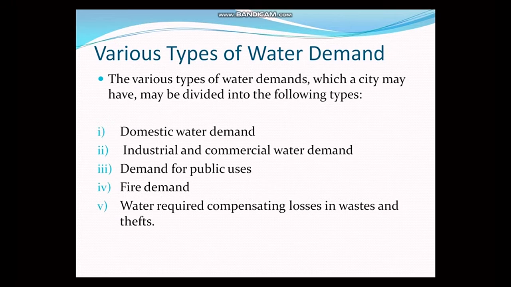There are several types of water demands which a city may have, and they may be divided into the following types: domestic water demand, industrial and commercial water demand, demand for public uses, fire demand, and water required to compensate losses in wastes and thefts.